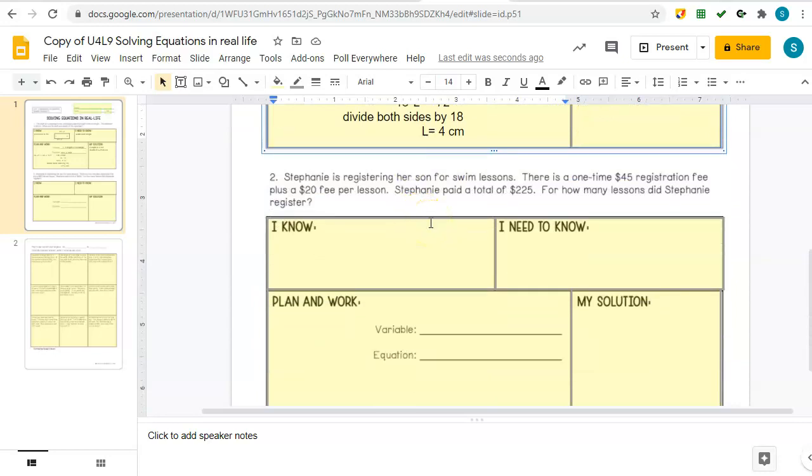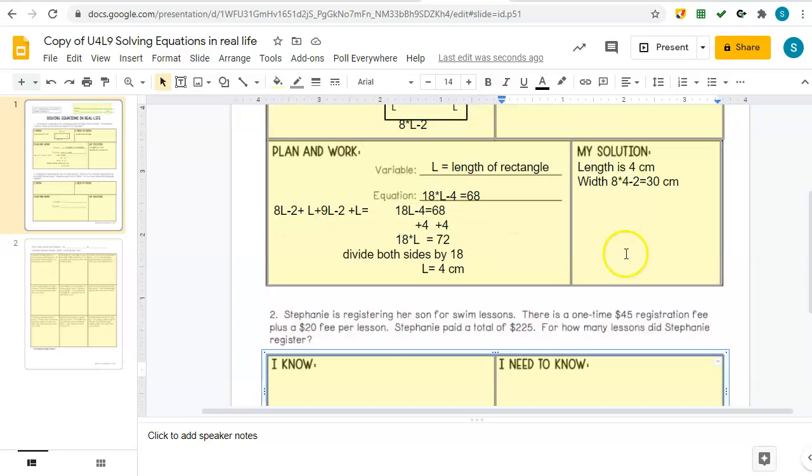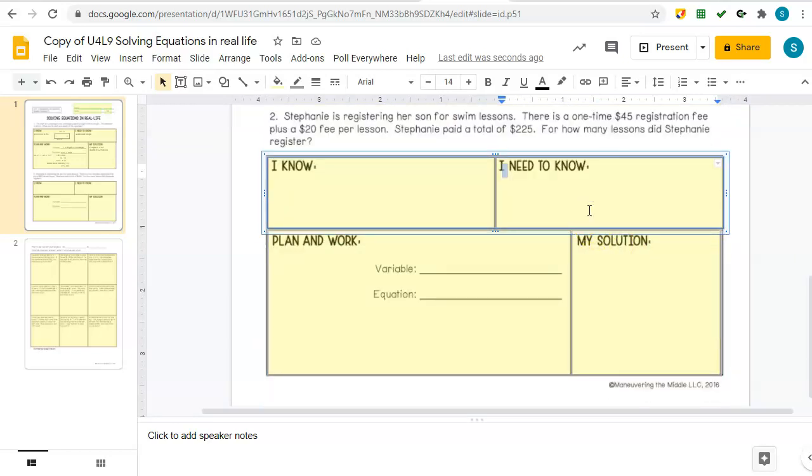Okay, so again, we're going to read the problem. We're going to try to figure out how to set it up. Stephanie is registering her son for swim lessons. There is a one-time $45 registration fee plus $20 per lesson. If Stephanie paid $225, for how many lessons did she register? Alright, so we want to know how many lessons.